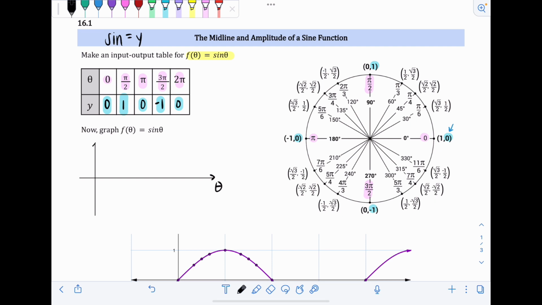And then the vertical axis is our output, which is still y, or you could put it as f of theta if you prefer. And now we just need to go ahead and scale our horizontal axis. So you can see on our table there are 5 input values, but one of them is at 0, so we don't need to put a tick mark for that. So we really just need to do 4. And so we just need to break it down into 4 even tick marks.